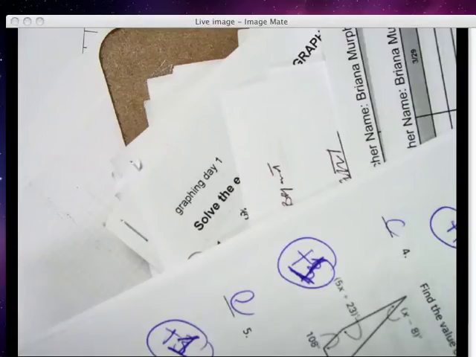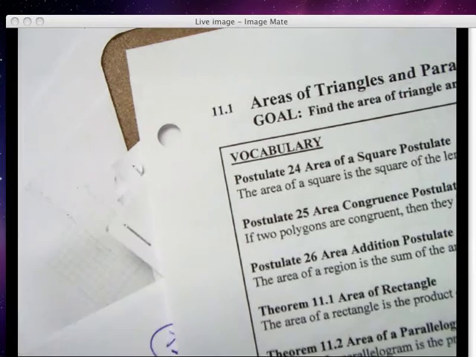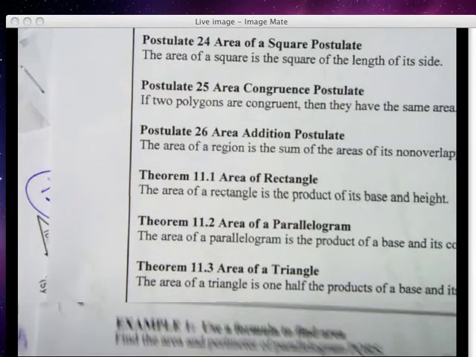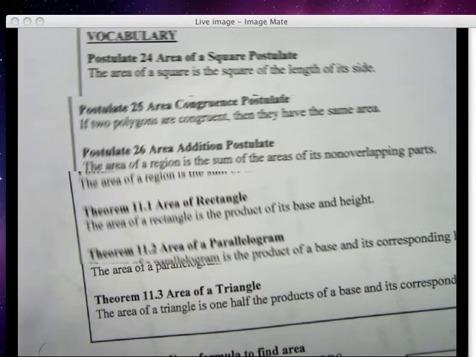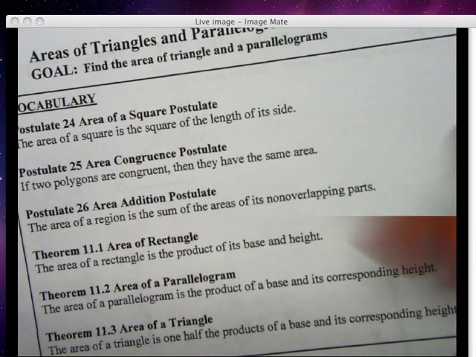All right. So, ladies and gentlemen, we're going to look at 11.1, areas of triangles and parallelograms. We've got some new vocab that we're going to put up on the board probably starting tomorrow. Postulate, area of a square postulate. The area of a square is the square of the lengths of its sides. So I like to put a picture next to it.